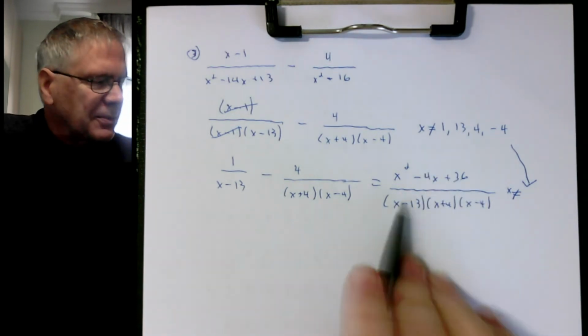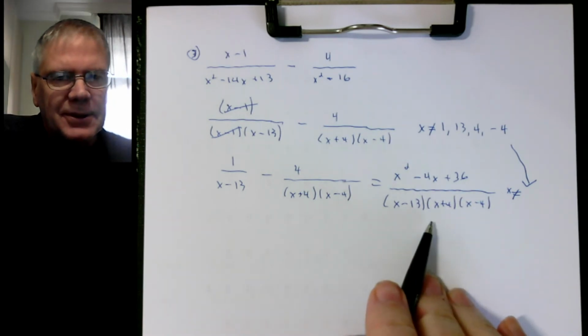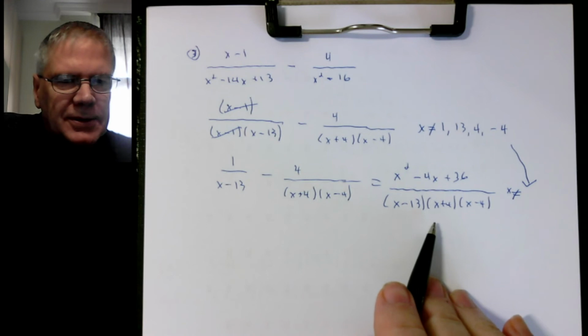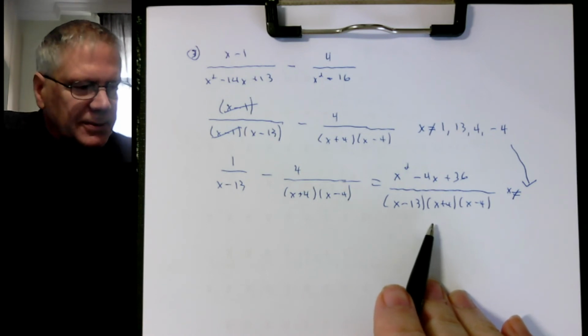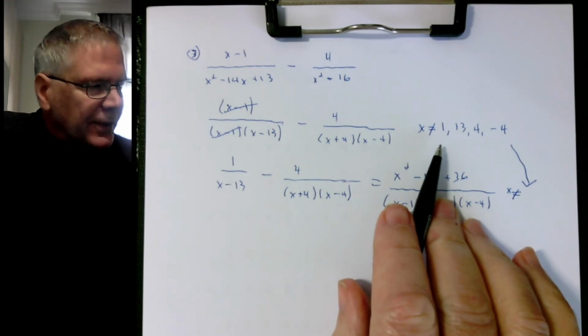If you don't make a note of that, now 1 will work. If you put 1 in here, it's going to work. You don't have a domain problem. In your original function, it did not work. So they're not quite equivalent in terms of domain, and that's why you need to make a note of this when you cancel this up here.